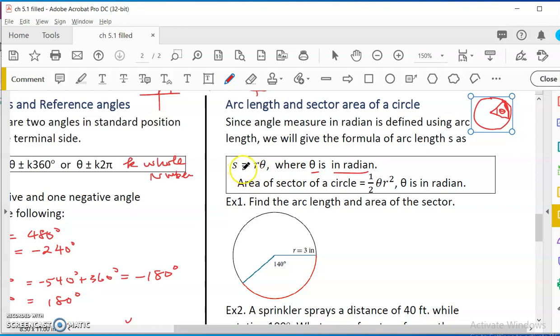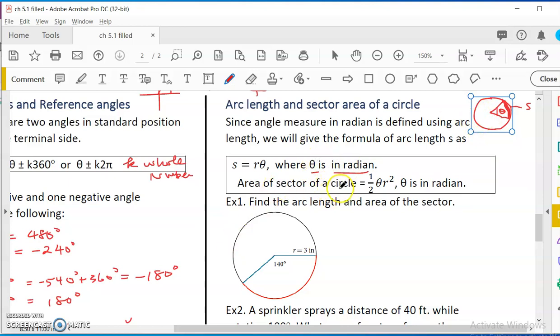The first is the arc length formula. Most of the time the arc length is represented not as A but as S. I don't know why. Maybe in Germany or other languages it starts with S. So S is equal to r theta. r is the radius, theta is the angle in radians. And when I say theta, theta has to be the central angle.